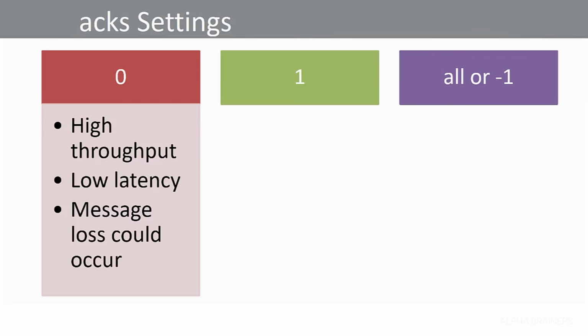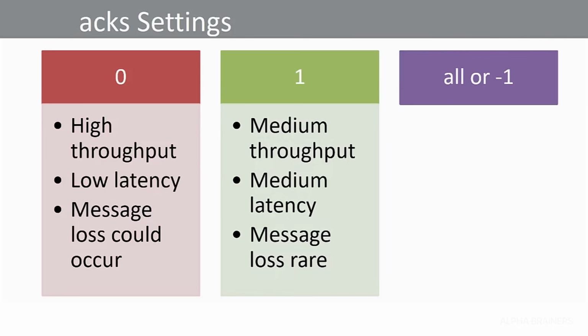If you use acknowledgement value of 1, this is actually going to provide a medium throughput and medium latency, and message loss is going to be more rare, because what you're saying here is that we're going to ask the primary partition to respond back with, yes, I've got this data and I'm ready to commit it. What we won't do is ask the primary partition to query all its replicas to say whether or not they got the message or not.